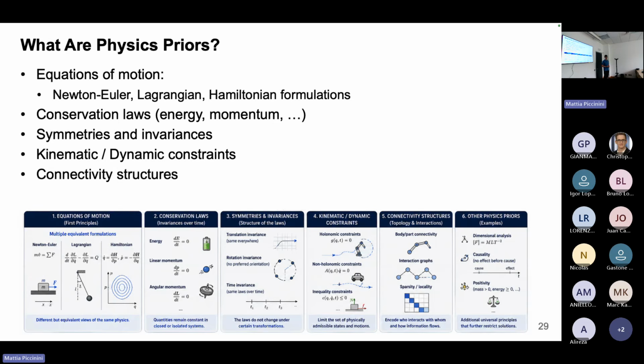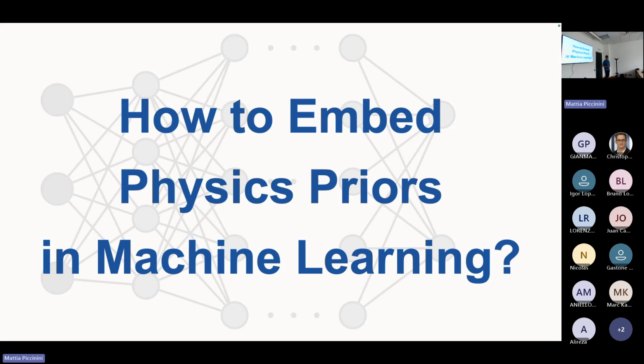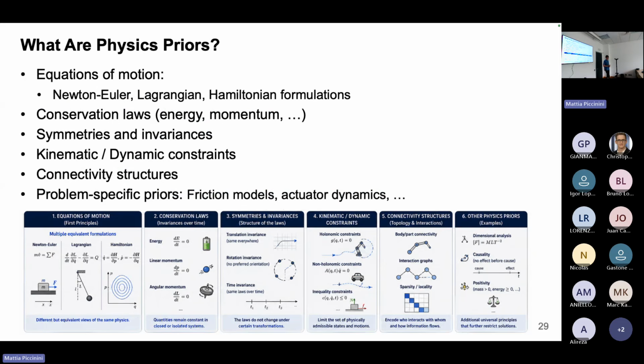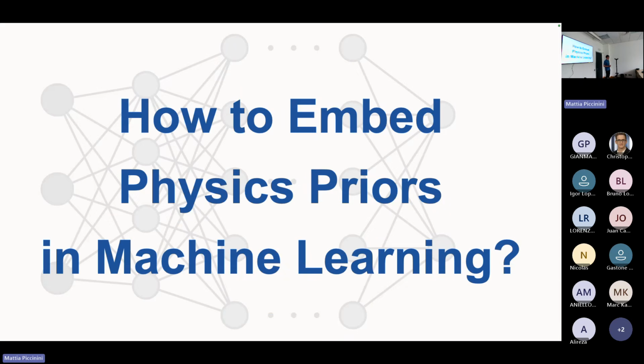Connection structures, maybe our robotic arm is composed of two links with a revolute joint, we can try to encode that, and so on. Okay, so these are physics priors, if you agree on that. And then the next question is how to encode them, how to embed the physics priors in machine learning models.